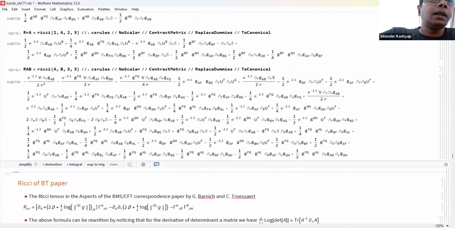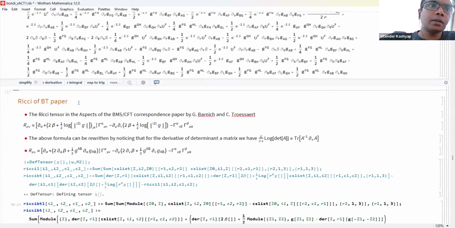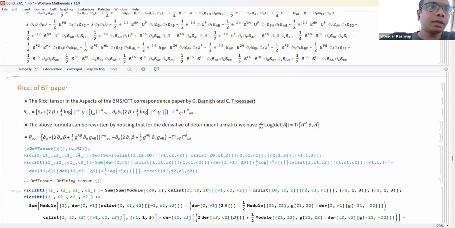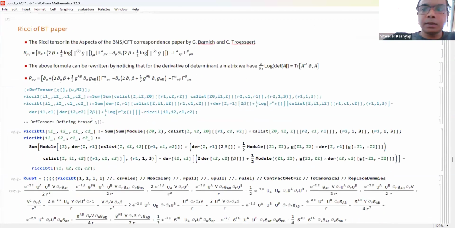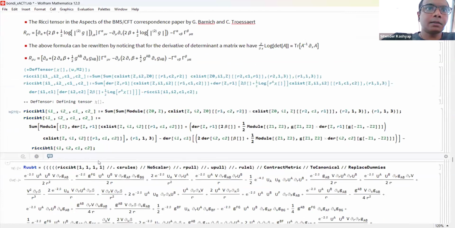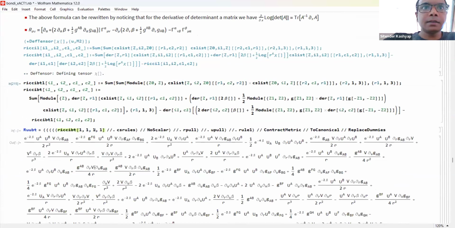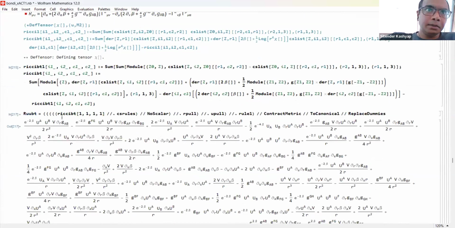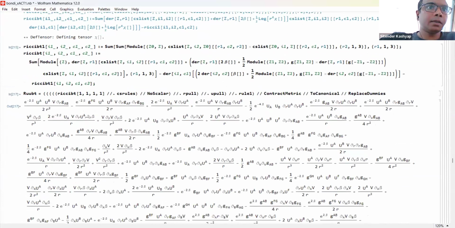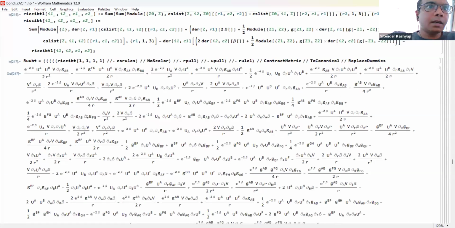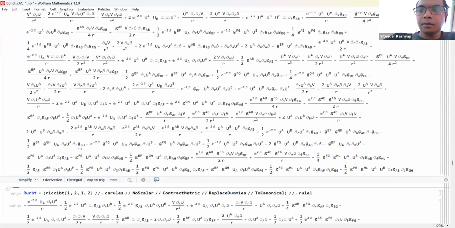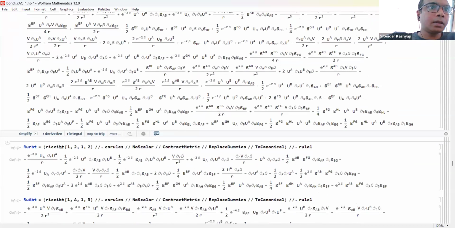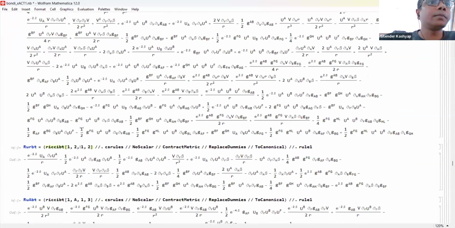Now in the Varnish Thresh paper, they do give the expression for the Ricci tensor, which we just write in xAct. So RUR for Varnish Thresh is this. Let's just check one of them.